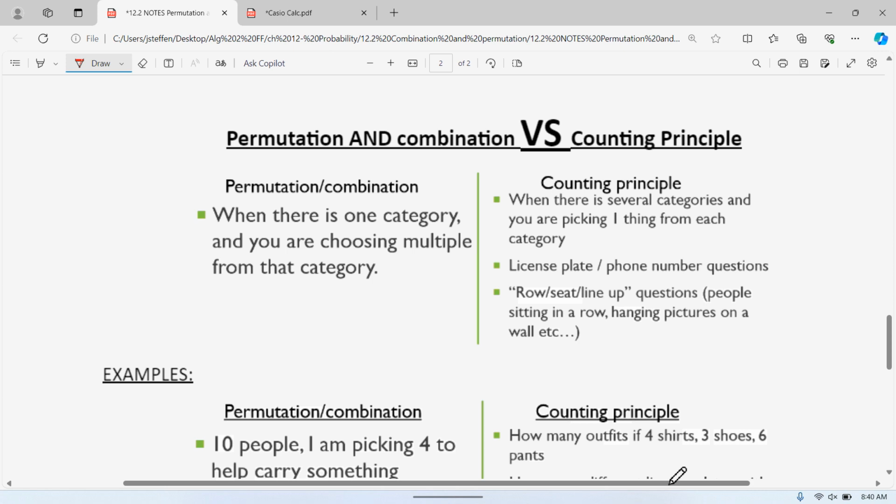If they're license plate or phone number questions, a lot of times it's easier to use the counting principle on those. Or if they are talking about how many people to sit in a row or how many ways to put pictures in a row, how many ways to line up, usually those are counting principle. Now, if you're familiar enough with this, you can use permutations and combinations.